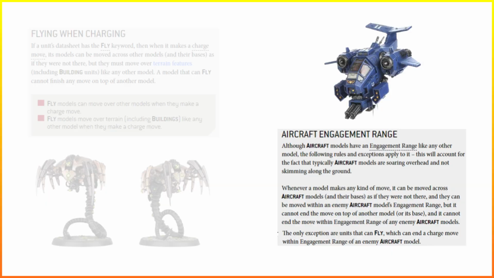Now that's one advantage to the Canoptek Wraiths, but however there is an advantage also to units with fly. So here it is. When you are charging an aircraft model, you're eligible to charge them because you've got the fly keyword. Whereas the Canoptek Wraiths don't have the fly keyword, so they're not eligible to charge aircraft models. So Canoptek Wraiths cannot end their movement or charge move into engagement range of aircraft, whereas fly models can.